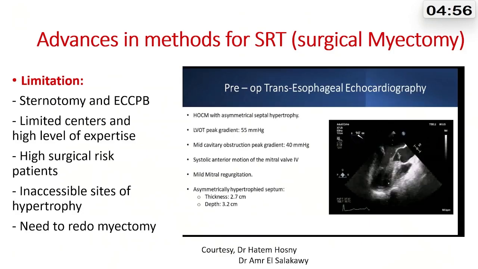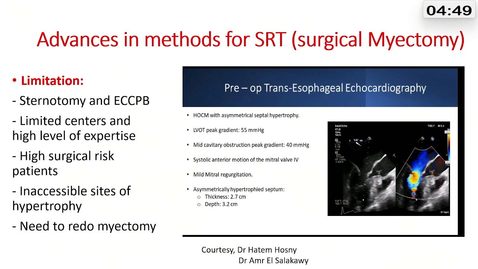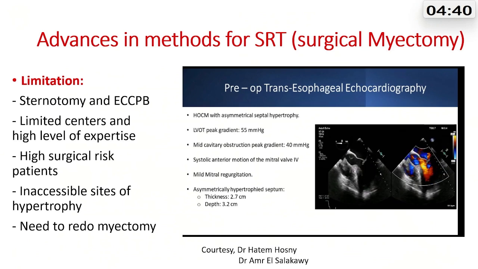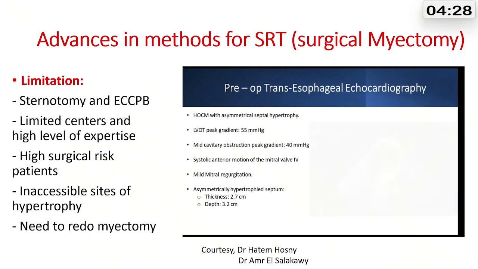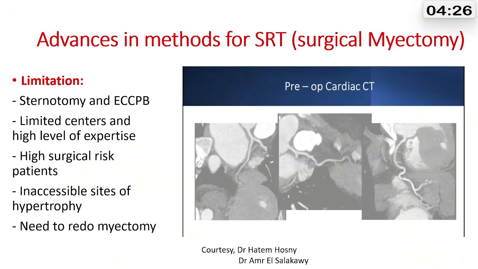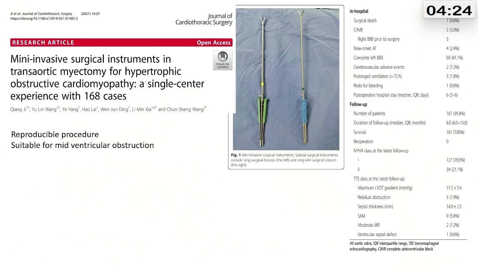But we have limitations for the surgical transaortic myectomy, which are sternotomy and the presence of extracorporeal cardiopulmonary bypass. Sometimes it's limited to centers with a high level of expertise. High surgical risk patients cannot undergo these types of surgery. And sometimes we have inaccessible sites inside the ventricle, like the mid-ventricle and apical hypertrophy, which are not accessible through the transaortic approach.